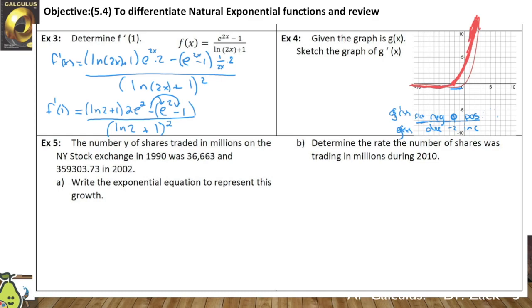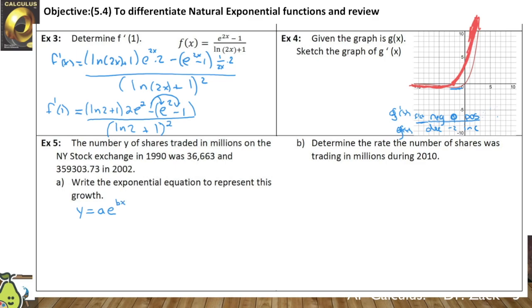Okay, example 5. Let's see what we can do. The number of shares traded in millions on the New York Stock Exchange in 1990 was 36,663. And it was that large amount in 2002. We're going to write an exponential equation to represent the growth. So that's not calculus, guys. That's pre-calculus. We need some sort of function, and that function is y equals a. If we're going to use exponential growth, we're going to use e, and then perhaps bx. That is one way to do it.